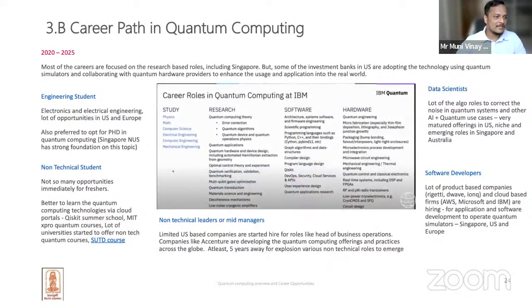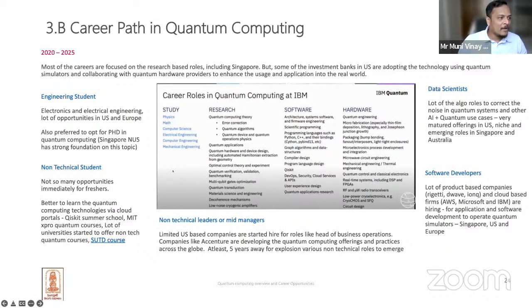So I take the classic example of different roles that IBM put out, and then I can explain the different career paths that are possible here, especially if you're students, data scientists or software developers. Let me give some time here on the slide.